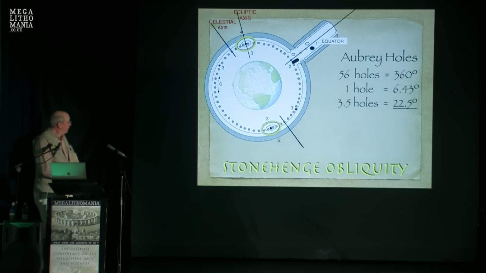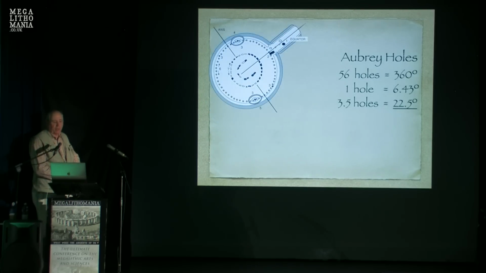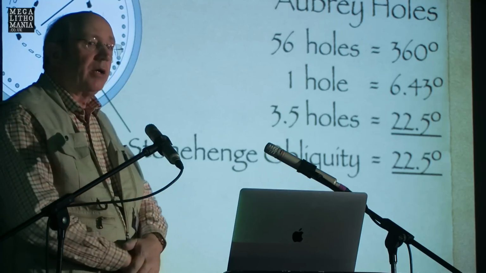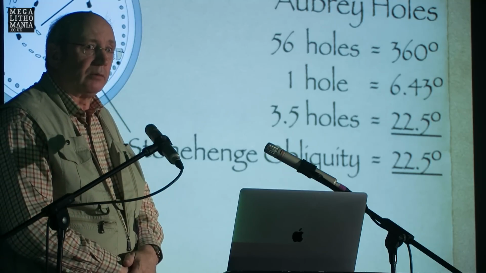And so what we might suggest then is that the Stonehenge obliquity, the tilt angle of the Earth that is relevant to Stonehenge, is 22.5 degrees. But there's more, because there is even more confirmation. So the designer, when they designed Stonehenge, they put in a Pythagorean triangle.